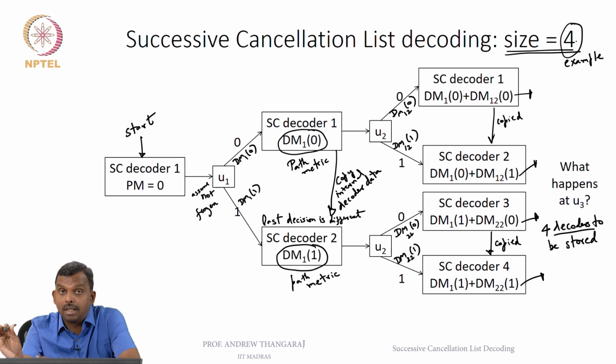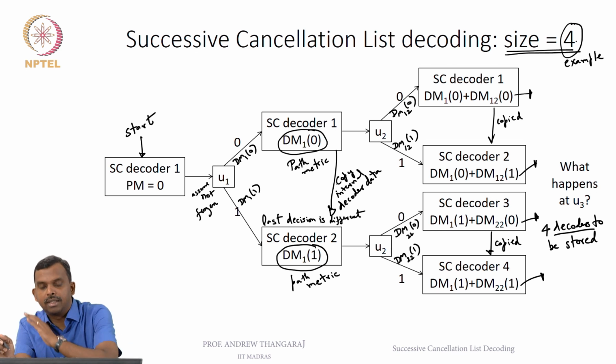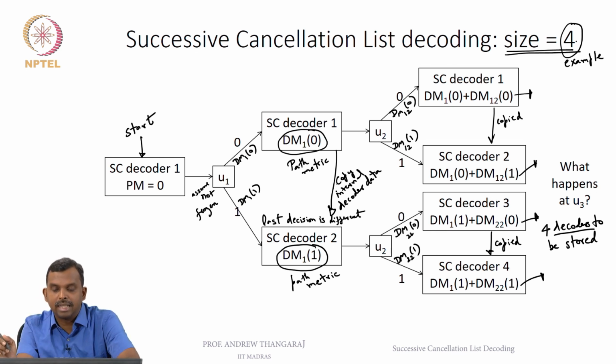So, this is a slightly tricky thing. If you think about it, you are growing the decoder first and then you are pruning it. So, you have 4 decoders here. After the decision u3, eventually you will have 4 decoders, but in the intermediate part you have 8 decoders. And then you throw away 4 of them and you have only 4 decoders. So, this is how the list decoder proceeds. I am going to show that in the next slide, but hopefully this is clear. So, you get a feel for how it happens.